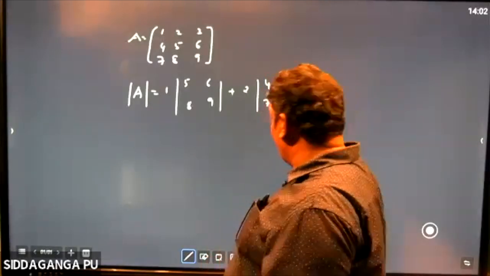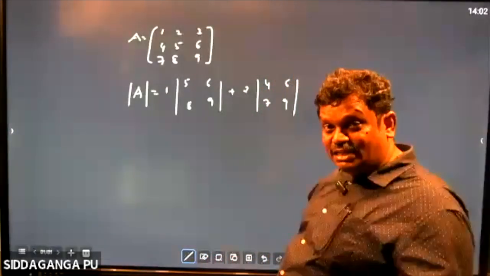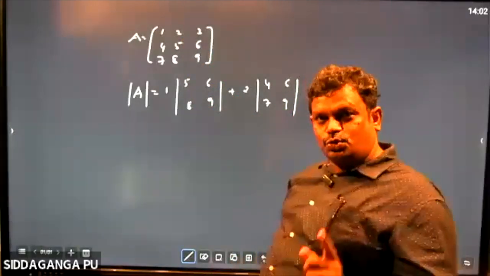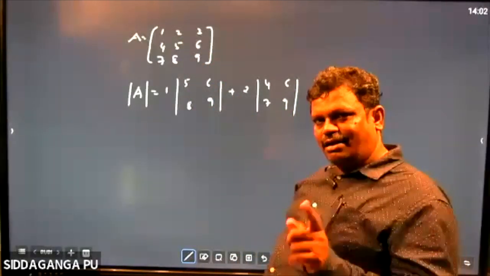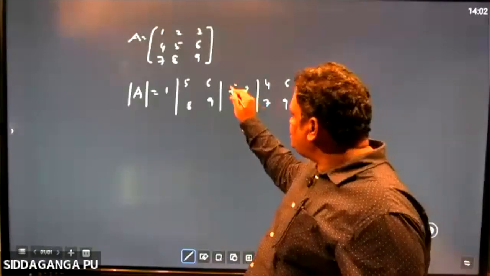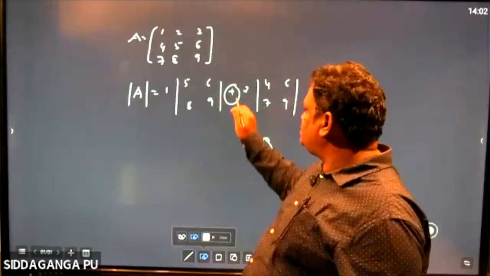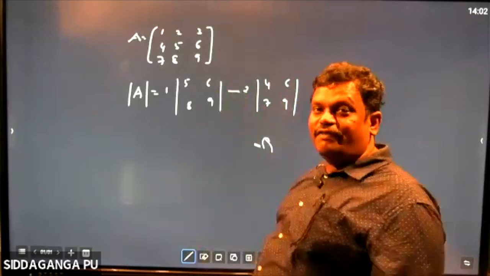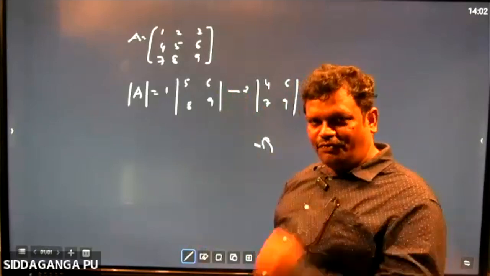But this is only the minor. This minor is multiplied with (-1) to the power i plus j. What is this position? Element 2 is in the first row, second column, which means an odd power. So that's why instead of plus, we write minus here. We always write minus; that changes the cofactor.